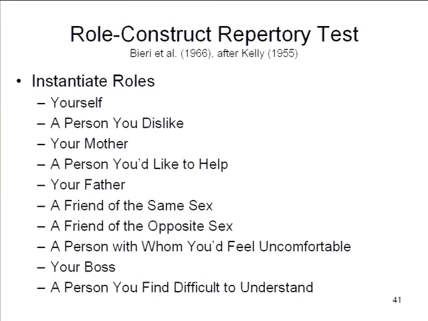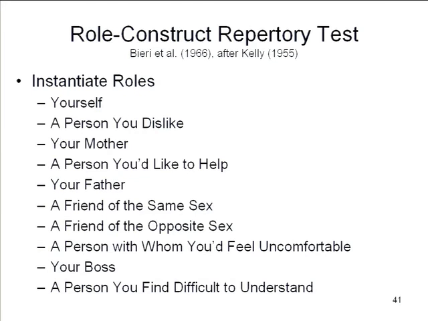very abstract social roles. Yourself, a person you dislike, your mother, your father, a person you'd like to help, a friend of the same sex or of the opposite sex. You've got to do one of each of these. A person with whom you feel uncomfortable, your boss, and a person you find difficult to understand. And the first task for the person is to instantiate each of these roles, to actually name a person in their lives who fills each one of these roles.